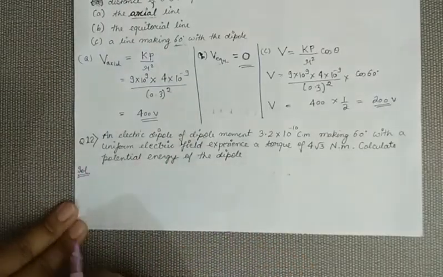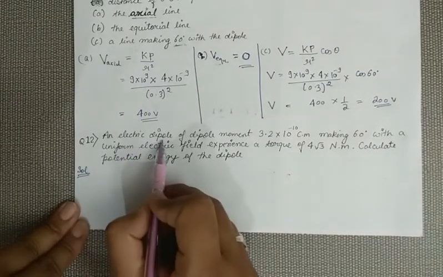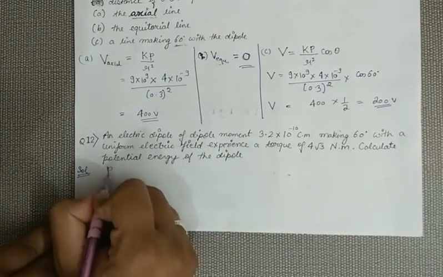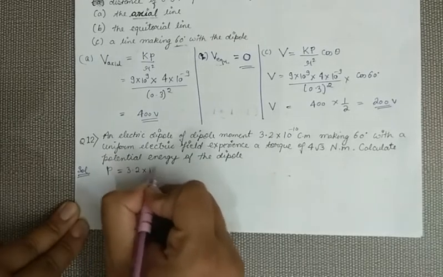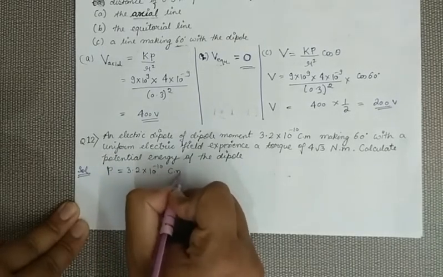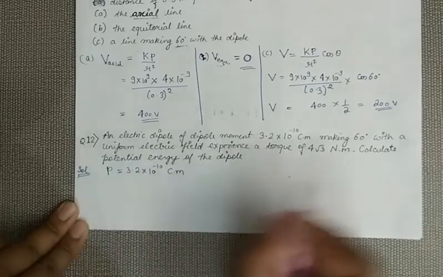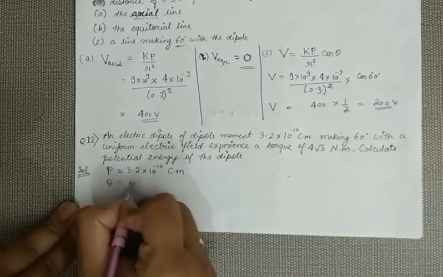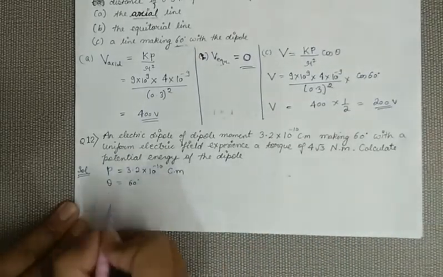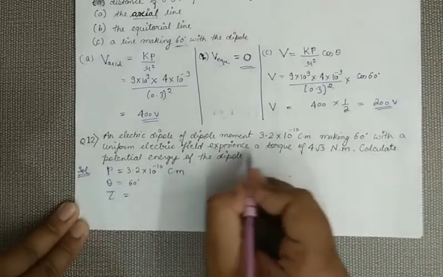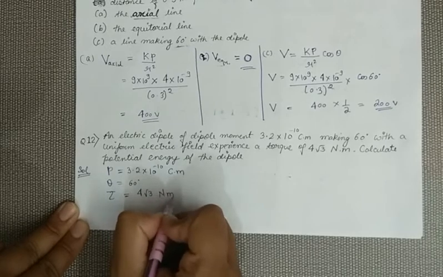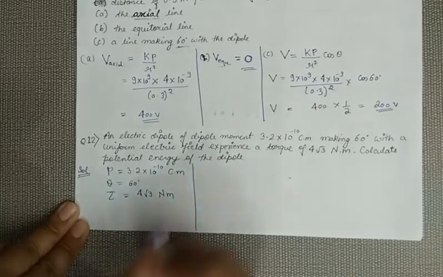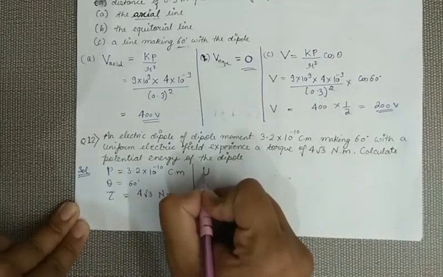So let's move to the next numerical. A dipole and a dipole moment P. The value of dipole moment is 3.2 into 10 to the power minus 10 coulomb meter. Dipole moment is given. It is making an angle of 60 degree with the electric field, and the torque acting on the dipole is 4√3 Newton meter. So what I have to find is the potential energy in the dipole, that is U.